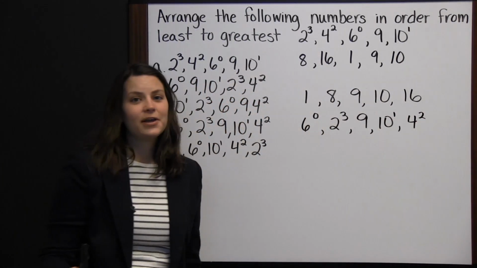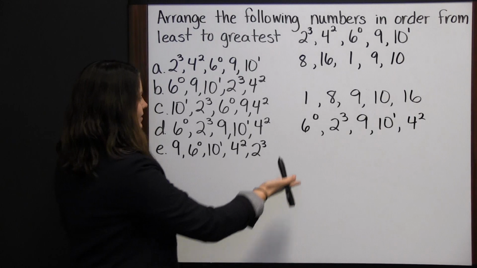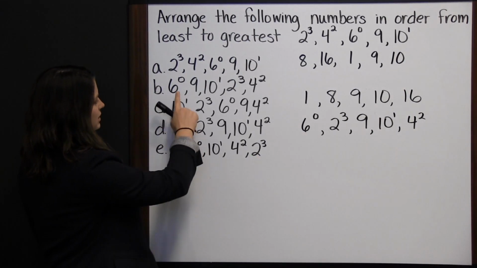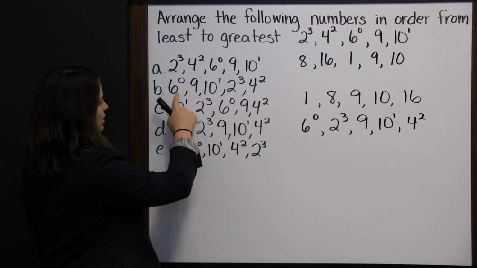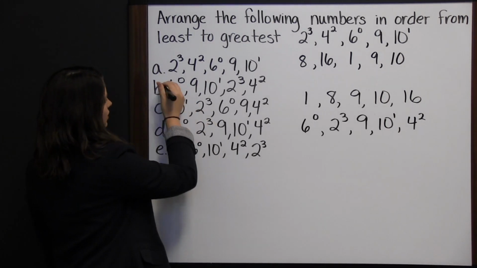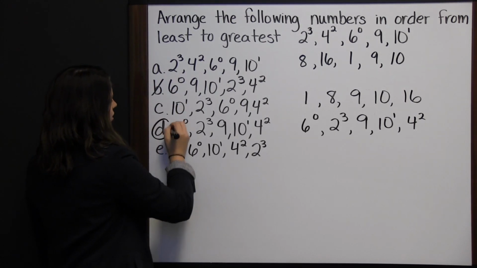And now we just need to find which answer choice has this as the answer. So of course we should be starting with 6 to the 0, so that takes it down to either B or D. But then the next should be 2 cubed, which is not the case for B, so our answer is D.